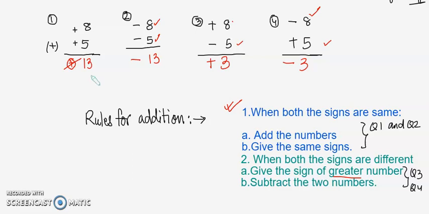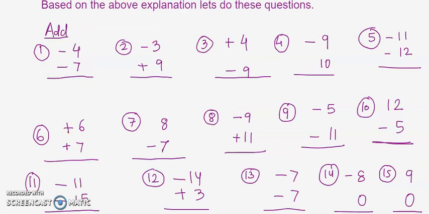I hope my explanations so far are clear to you. In case of any doubt, you can watch the video again. Now moving to the next part. Here we are going to solve a few questions based on what we have learned, the addition rules. The question said add. That means everywhere the positive signs can be written or may not be written. The numbers are negative 4, negative 7, negative 3, 9 or positive 9.